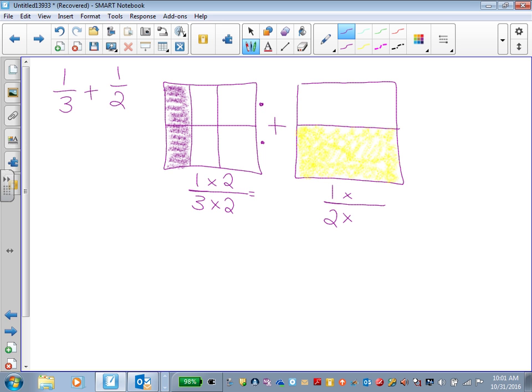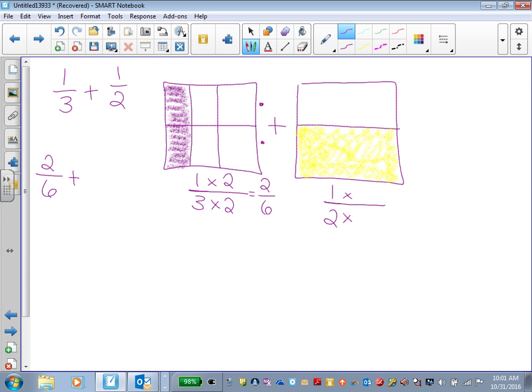So 1 times 2 is what? 2. And 3 times 2? 6. Okay, so our 1/3 is equal to 2/6. Now we need to do our half box.